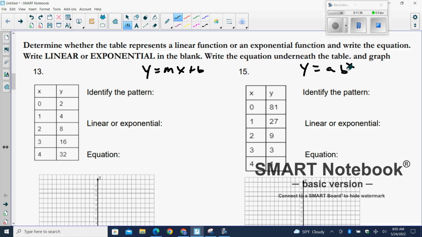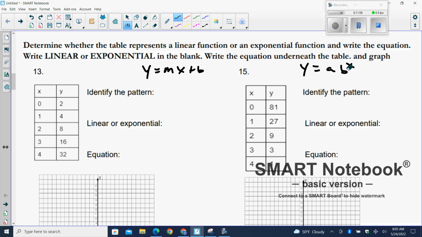Okay, first thing, what's my pattern? So the first thing I'm going to figure out is how do I get from a 2 to a 4 by adding something. So if I go from a 2 to a 4, I need to add 2. If I go from a 4 to an 8, that doesn't work. If I add 2, I end up only at 6. So that doesn't work. I know it's not linear. It does not go up by the same amount every time.